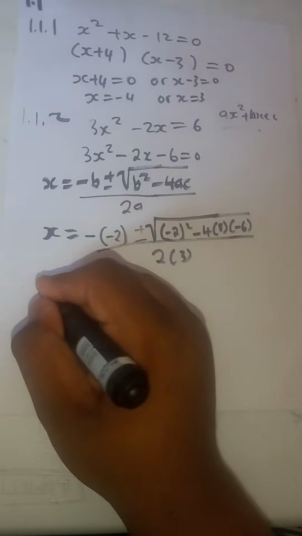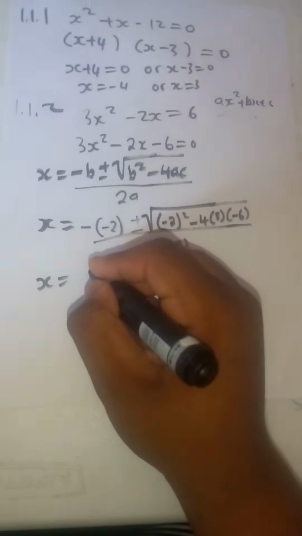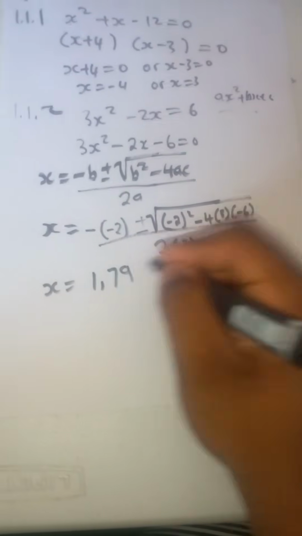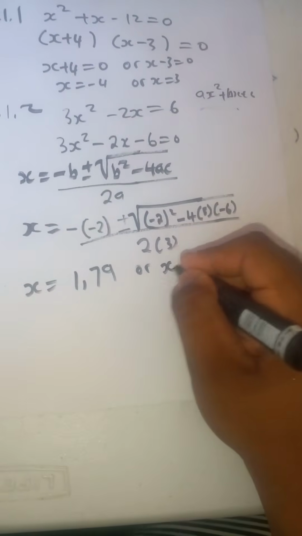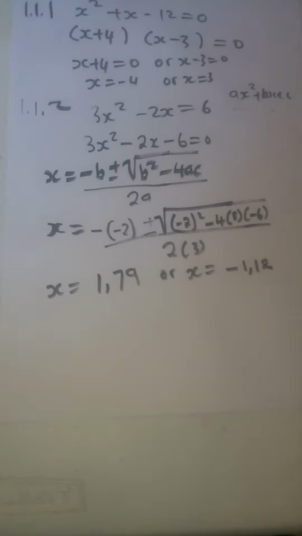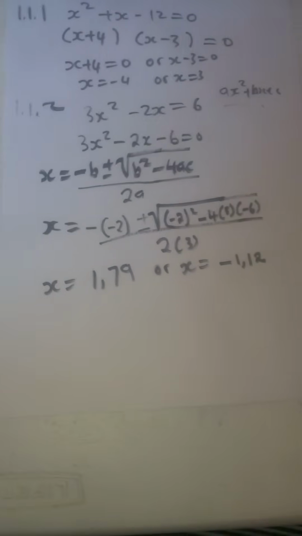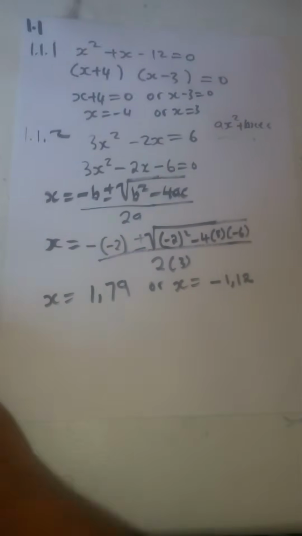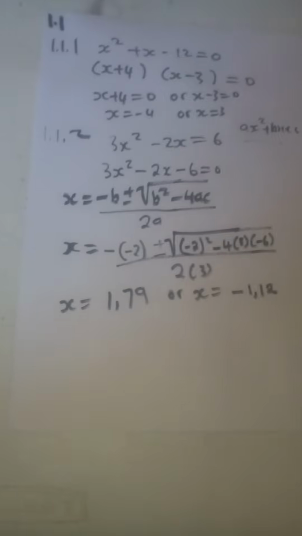And then x equals what? You will punch in your calculator and get 1.79, or x equals negative 1.12, because they told us that we must correct to 2 decimal places. Okay, so now let's go to 1.1.3.